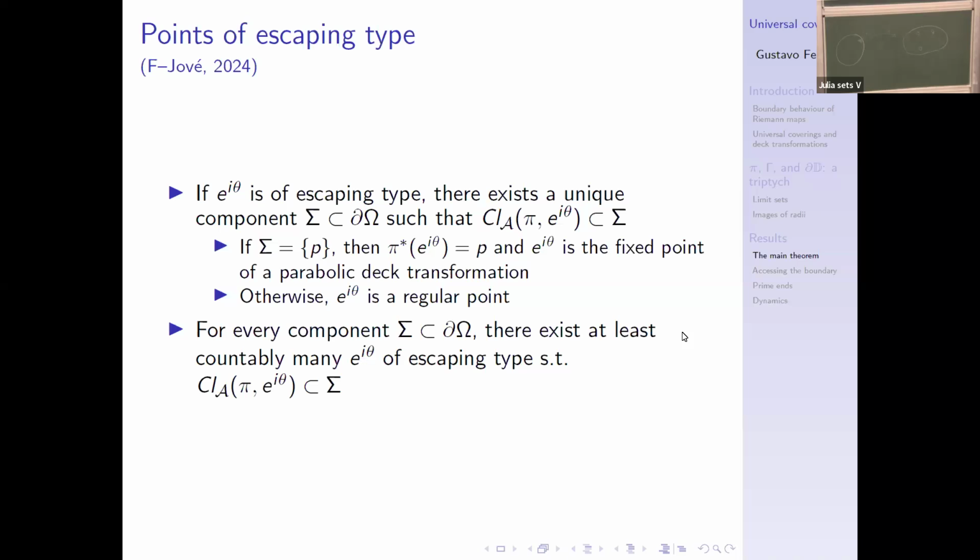And another very nice thing about these guys is that they have everyone covered, in the sense that for every component of the boundary, I'm going to find at least countably many points on the unit circle, which are of escaping type, and whose angular cluster set belongs to this boundary component. So over each component of the boundary, I'm going to find at least countably many points here that are, quote unquote, mapped to this boundary component. Okay, but again, ignore this bullet point here. This is wrong.